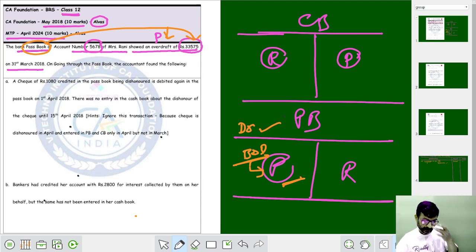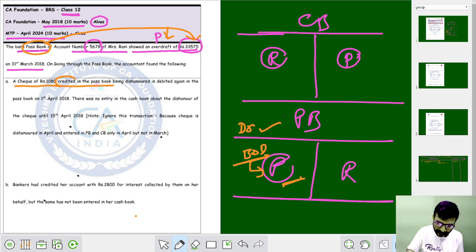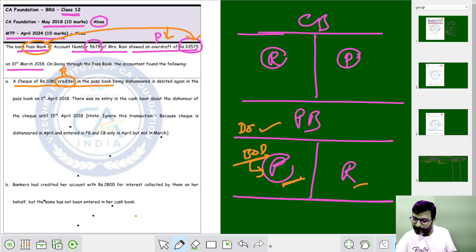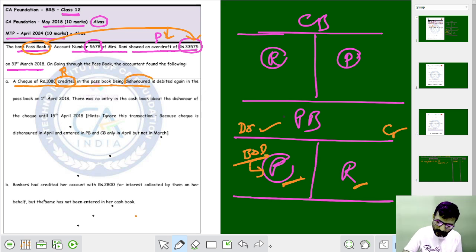See, again, I start reading the first point. Be careful, my dear kids, it's a difficult one. See here, a check of rupees 1080 credited in the passbook. What have they done? Credited in the passbook. Credited means a receipt in the passbook. Being dishonored. What happened? Dishonored. Dishonored means payment. When dishonored is there, the deposit will lose its importance, right?